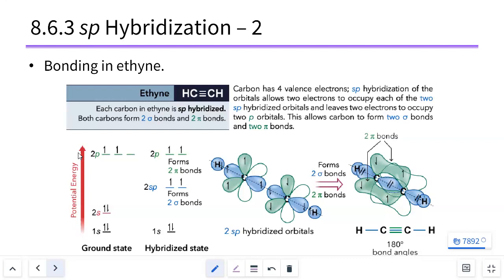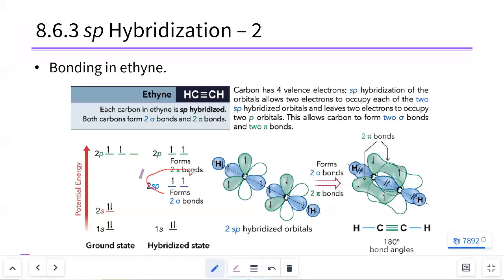Looks kind of complex here, and that's one of the difficulties of trying to do a two-dimensional view of a three-dimensional object. But what we get with sp hybridization is two hybrid orbitals and two unhybridized orbitals. Carbon has 4 electrons in total, so they get distributed between the two groups. The two that are hybridized make sigma bonds, 1 sigma bond to a hydrogen, and then 1 sigma bond to each other. The others go on to make pi bonds.